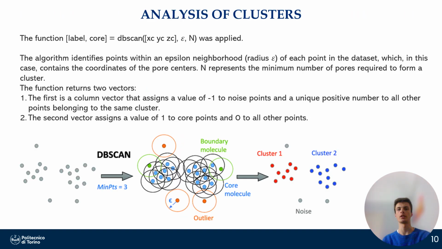We now move on to the identification of clusters. To achieve this, the DBSCAN algorithm was adopted. The pore coordinates, an epsilon neighborhood, and a minimum number of pores n that must be present in the neighborhood to define the pore as belonging to a cluster were provided as input. The function defined two vectors. The output vector label was used to define clusters, which is a column vector that assigns a value of -1 to the noise points and a unique positive number to all the other points belonging to the same cluster.